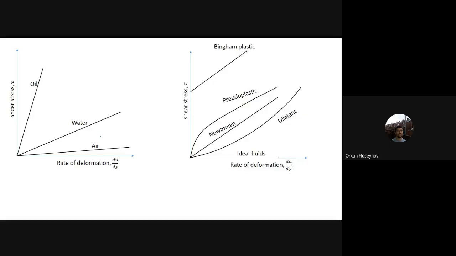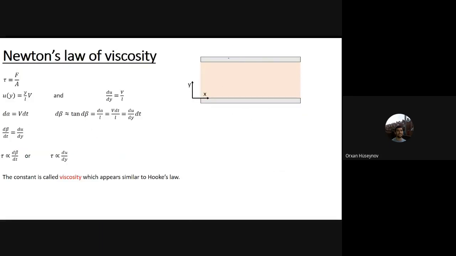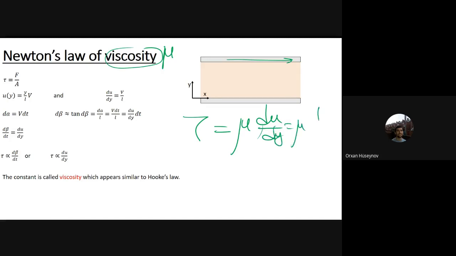And Newton has found that the shear stress that we apply here is proportional to the viscosity, which is shown by mu. Tau is proportional to mu du by dy, or mu d beta by dt. That is what we call the viscosity. And this is a linear relationship. If the fluids have this linear relationship, these are called Newtonian fluids.